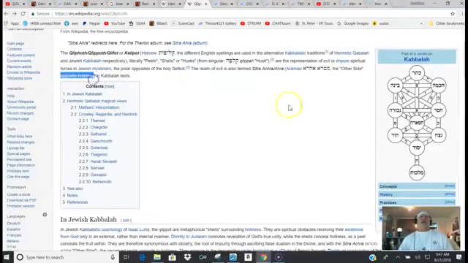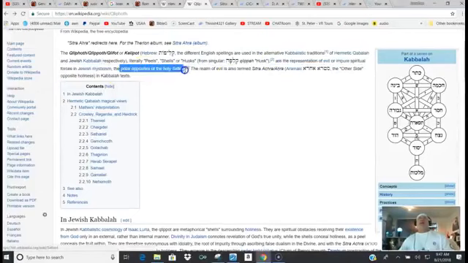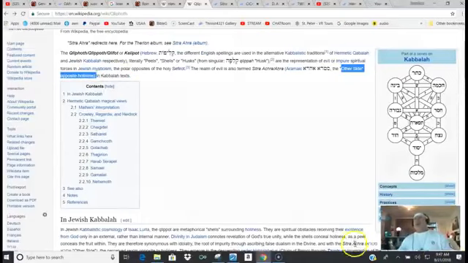opposite holiness. Okay, so let's make sure we all understand this. The kelapot, which is a hendecagram, means a peel, shell, or husk, and it is a representation of evil or impure spiritual forces, the polar opposite of the holy Sephirot. And the realm of evil is also termed Sitra Achra. So the realm of evil associated with the hendecagram or the kelapot is called the Sitra Achra, and it means the other side, opposite holiness. So let's make sure we understand this.